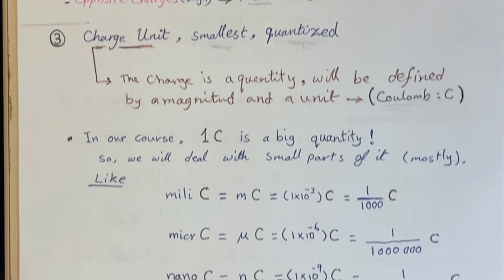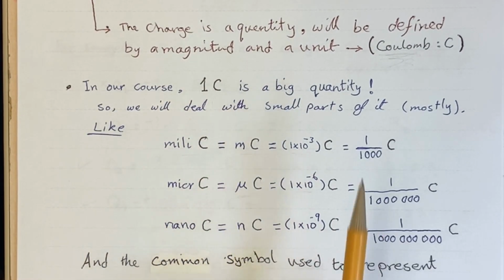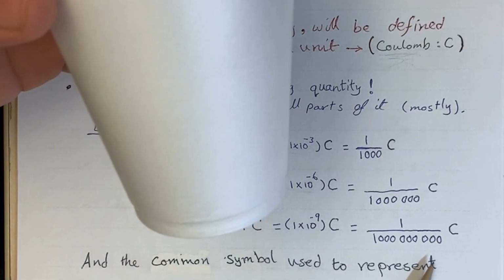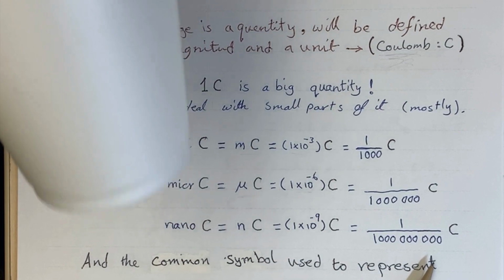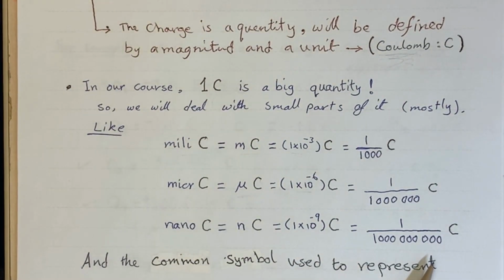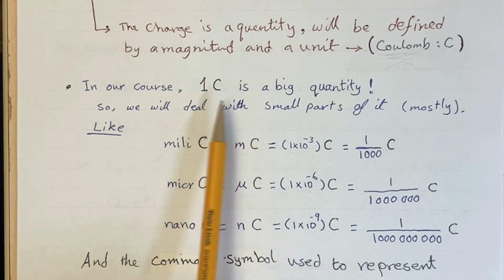Also, it's important to notice that 1 coulomb is a big quantity. For example, 1 Newton is a force which is a sensible force for us. For example, the water filling this cup, which is 100 milligram weight, the force of its weight is 1 Newton. So we can sense this force 1 Newton in our hand, which is an easy thing. But 1 coulomb is a big quantity.